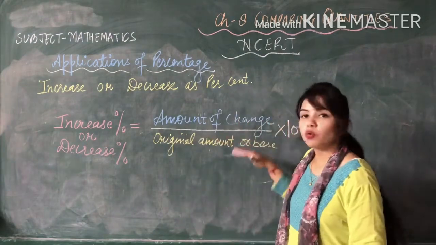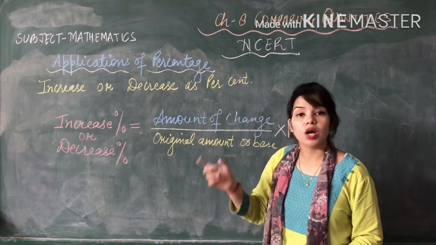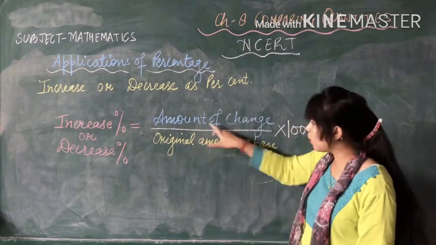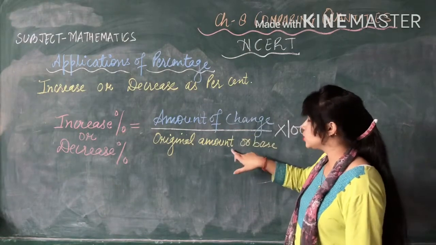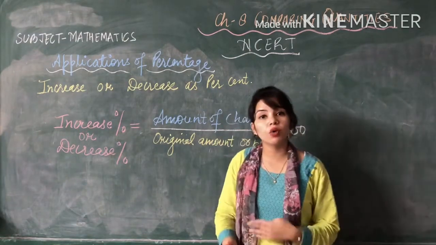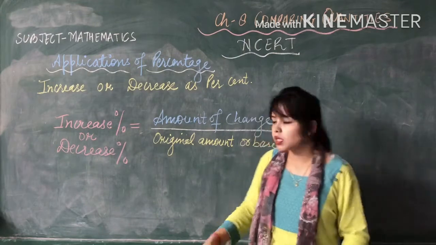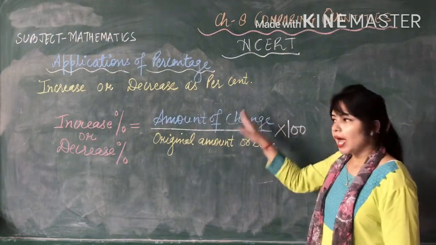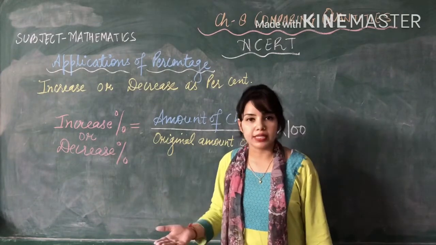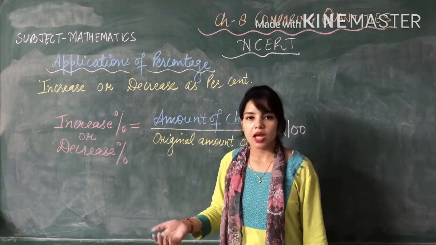So, what is the amount of change? 10 rupees, because 60 minus 50 is 10. So, the amount of change is 10. This 10 will come upon the original amount or base. Originally, it was 50 rupees. So, here 50 will come, into 100. And you will get the percentage by which it is increased.